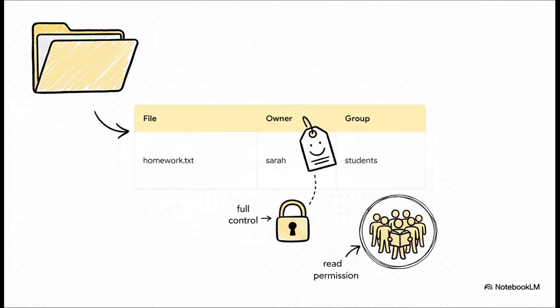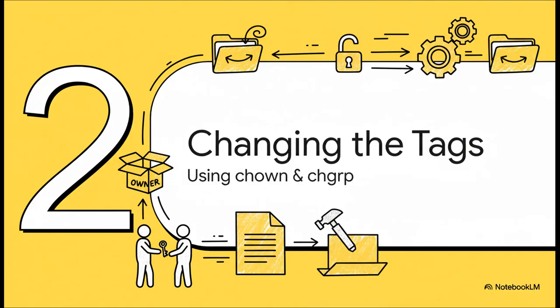Let's make this real with an example. Okay, we've got a file here, homework.txt. The name tag on it clearly says the owner is Sarah and the group is students. This probably means Sarah has full control, but maybe anyone in that students group has permission to, say, read it. Makes sense, right? So if every single file has these tags, you've got to be able to change them, right? Of course. And that's where a couple of really powerful commands come into play.